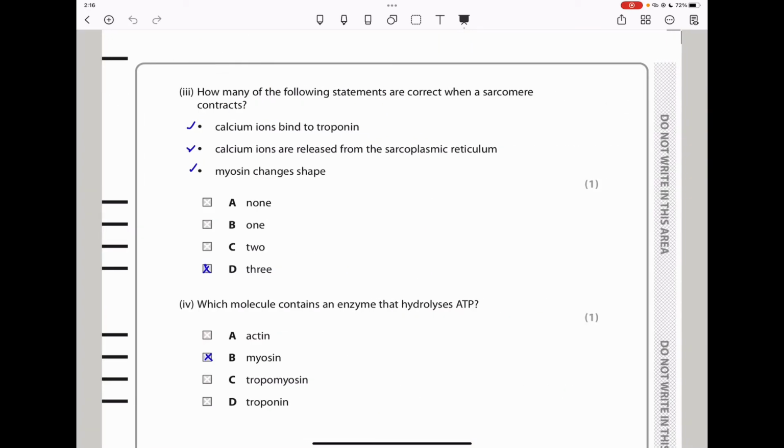Moving on. How many of the following statements are correct when a sarcomere contracts? During the contraction, calcium ions bind to troponin. That is correct. Calcium ions are released from the sarcoplasmic reticulum. Correct. And then myosin changes shape. That is also correct. So here we can see the answer is D because all three statements are correct.